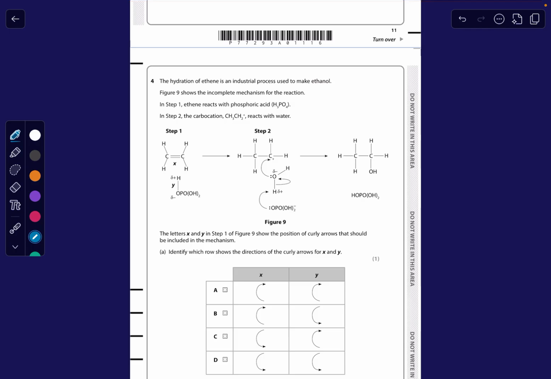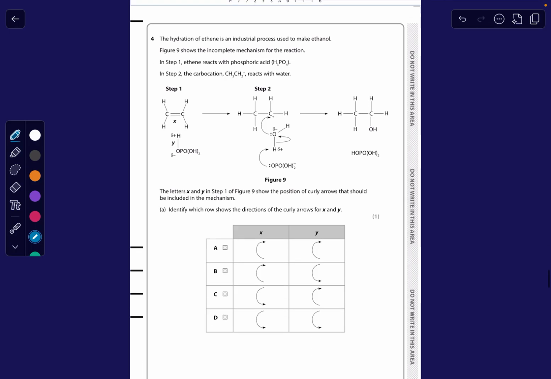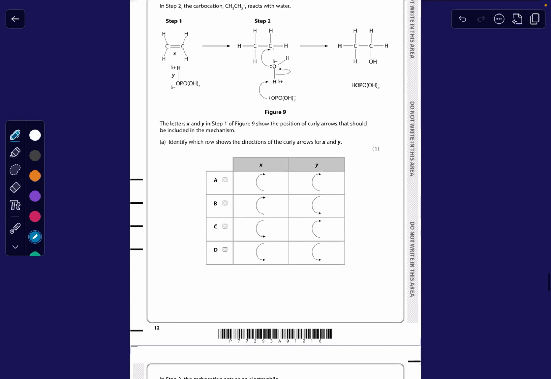In step 1, ethene reacts with phosphoric acid. Again, I've not shown you this, but the mechanism is the same. And in step 2, the carbocation reacts with water. That's okay. Let's break this down a little bit further. The letters X and Y in step 1 and figure 9 show the position of the curly arrows that should be included in the mechanism. Identify which row shows the direction of the curly arrows, X and Y.